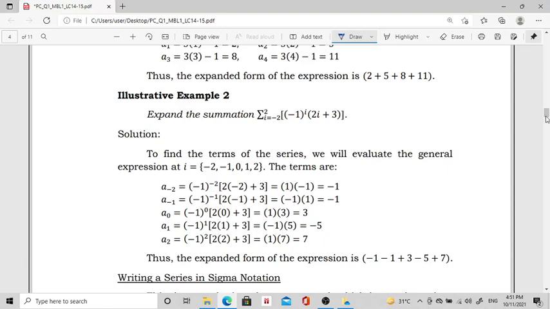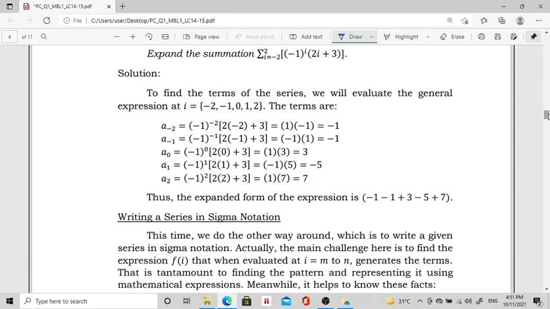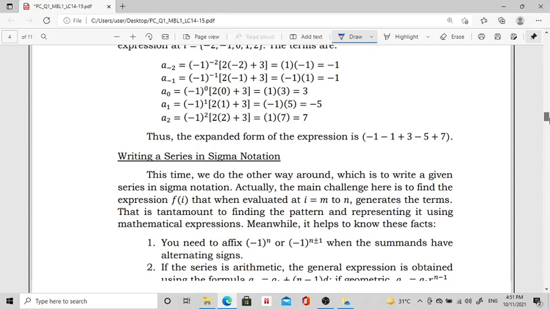What if we do the other way around? What if what's given is the expanded form and we want to express it? We're asked to express it in sigma notation, in compact form. So, tingnan natin.